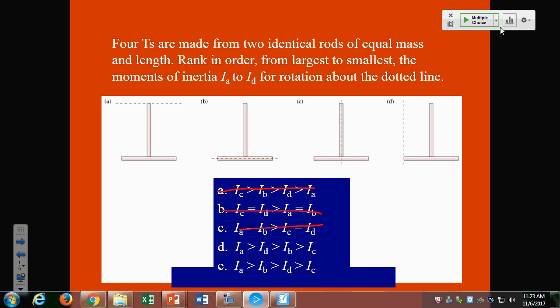Let me repeat that. If I take this bar, the one that's sticking up, this bar rotating about this axis is identical to this bar rotating about this axis. Those would be the same. And then I'm just adding on this extra bar. So this one has a bigger moment of inertia, so D is the right answer. You want to go through that process.